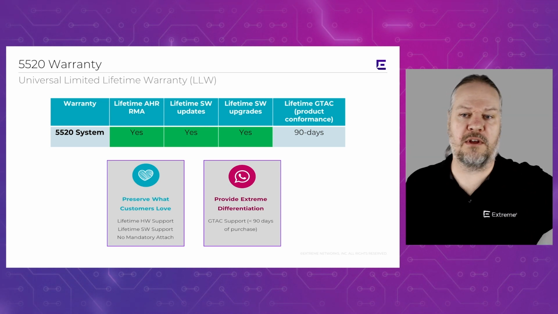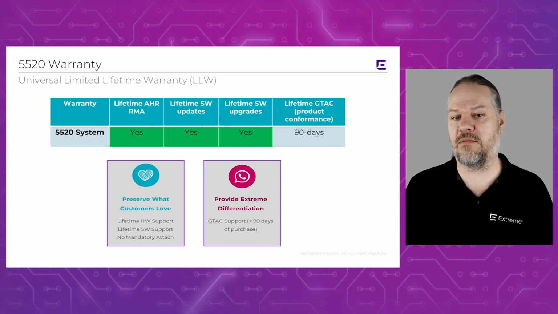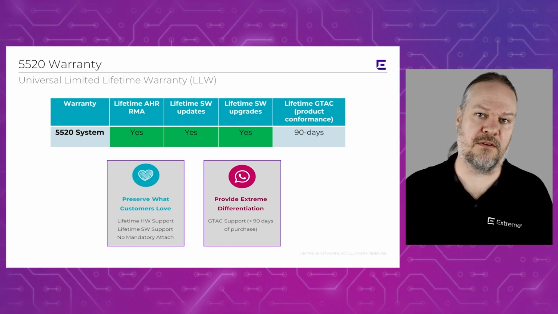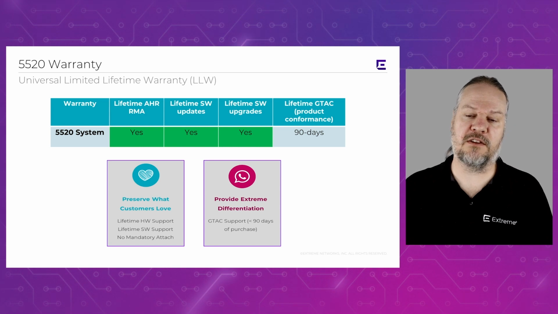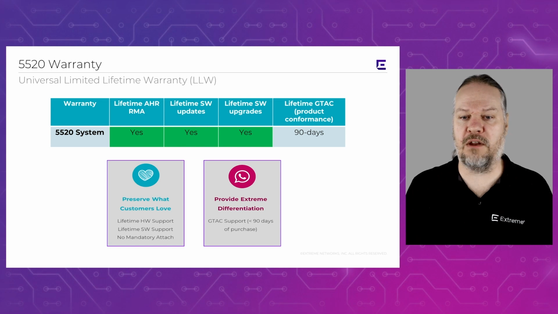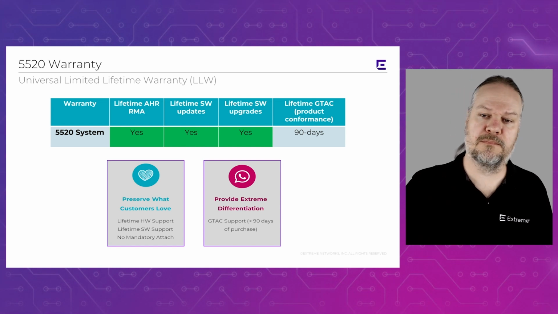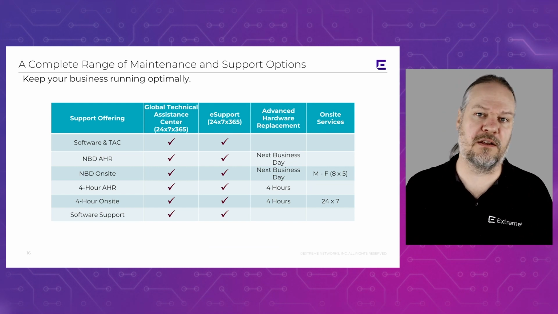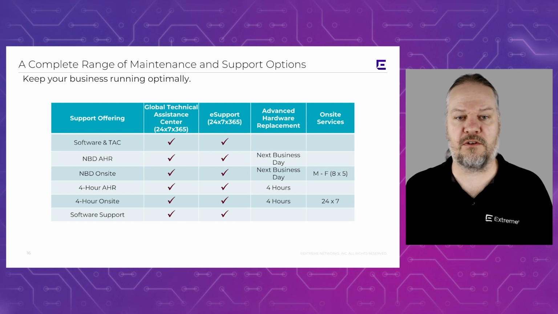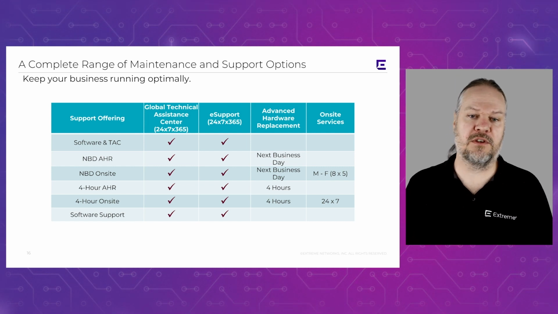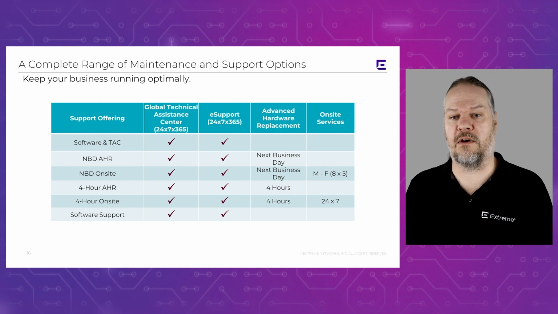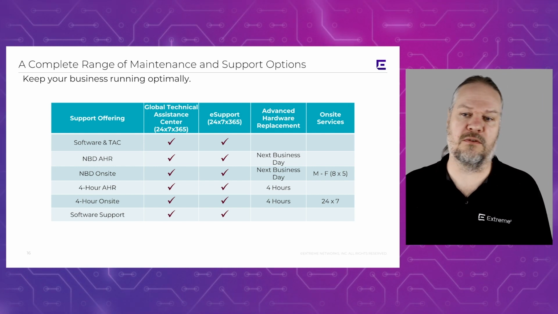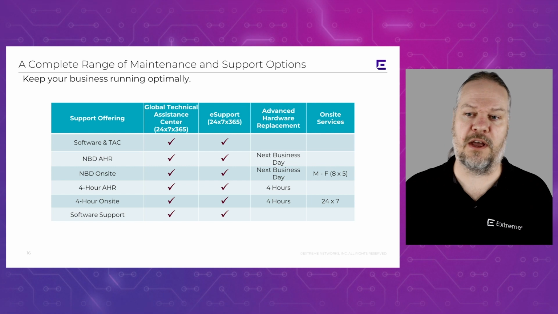It's also worth mentioning Extreme's new universal lifetime warranty. The warranty includes a replacement service, lifetime software updates, and lifetime software upgrades, all included. 90 days of GTAC support is also provided. And of course we recommend our additional support services, but they're not mandatory for the universal hardware. As before, Extreme also offers a complete range of additional maintenance and support options. Depending on the business and the criticality of the deployment, you have the freedom to choose between the basic warranty all the way to our 4-hour on-site. And our GTAC is also there to support you 24/7 with expert help.